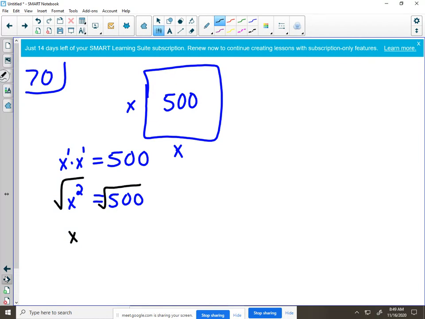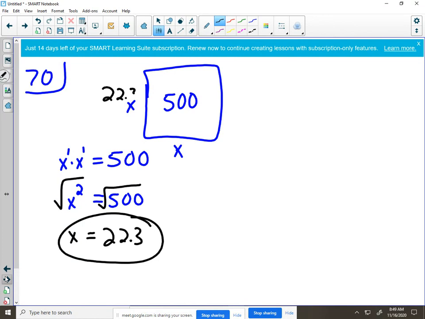Okay. And the square root of 500, can somebody help us out? 22.3. Okay. So that means each side is 22.3. You'll notice when they say that it's a square, we can know that both sides are the same, Tori, and it'll work out. If it's a rectangle, we can't probably use this process because both sides are not the same. Does that help you out, Tori?